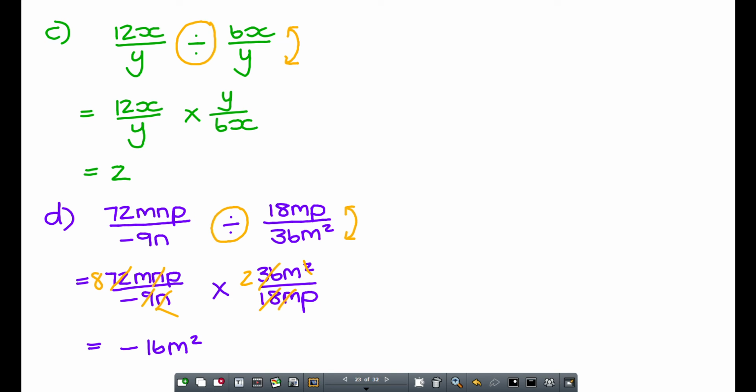But I'm not done. I've already cancelled out up and down. So now let's look at across. Can you see this P can cancel with that one? Okay, and then at the top, I have minus 8M times 2M, and that minus 8 times 2 gave me minus 16, and M times M gave me the M squared.